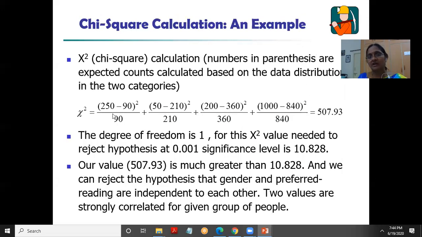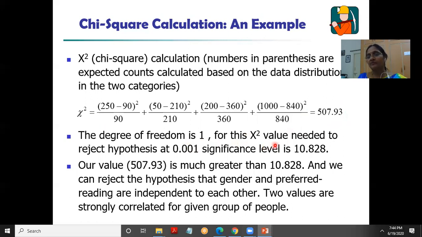Now substitute these values in the chi-square formula. That is actual frequency minus expected frequency whole square divided by expected frequency. So calculate all the values, four cells here. We are going to get 507.93. So the degree of freedom for this example is 1. That is number of rows minus 1 into columns minus 1, equal to 1. This is nothing but the degree of freedom.